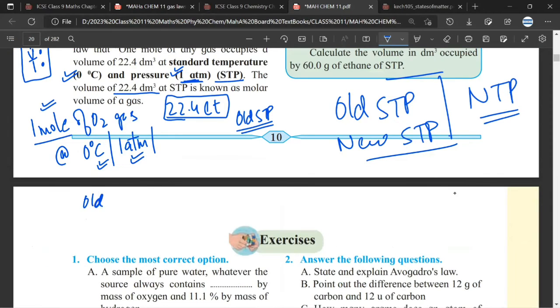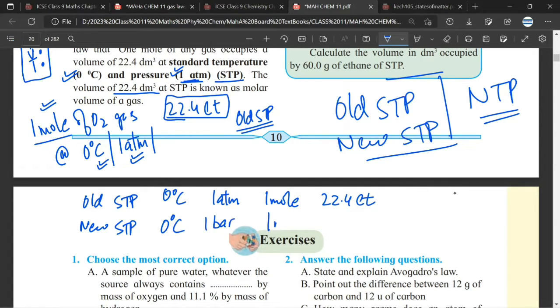So old STP, new STP. Old STP: 0 degree Celsius, 1 atmosphere. Can you please note this down? 1 mole, 22.4 liter. New STP: 0 degree Celsius, 1 bar, 1 mole, 22.7 liter.